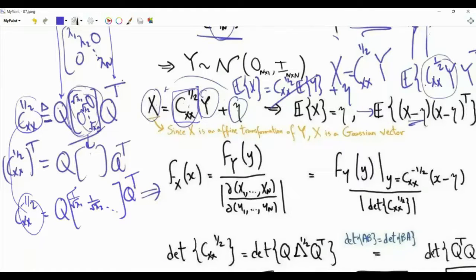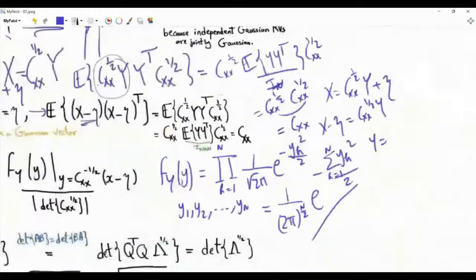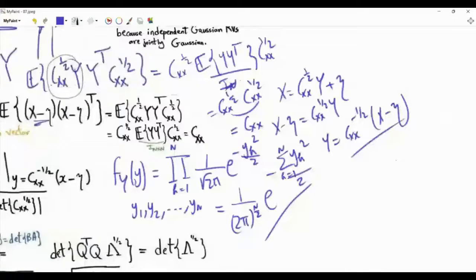If we do the multiplication, there will be Q transpose Q, which is identity. Then when we multiply this matrix by that matrix, we get another identity, and then again something like QQ transpose, which is identity. So this is indeed the inverse. And to have it, we need all eigenvalues to be strictly positive. Y is Cxx to the minus 1 over 2 times x minus eta. So this is how we go from y to x.